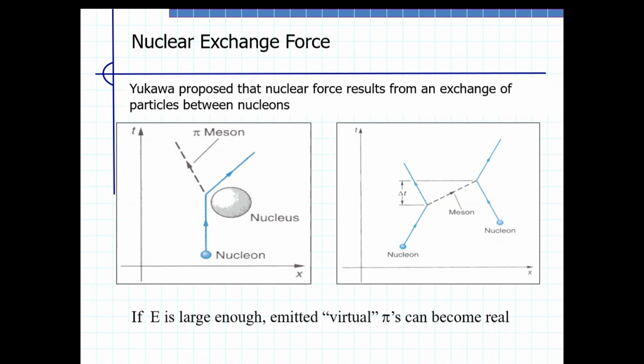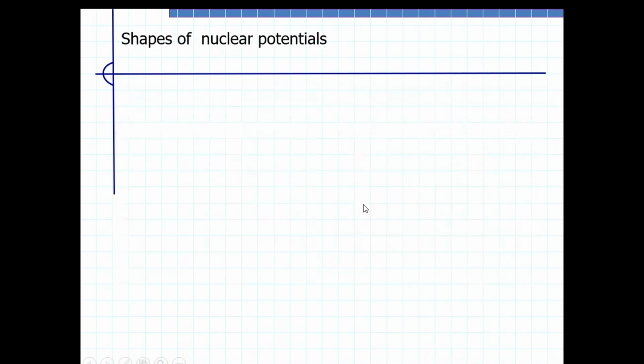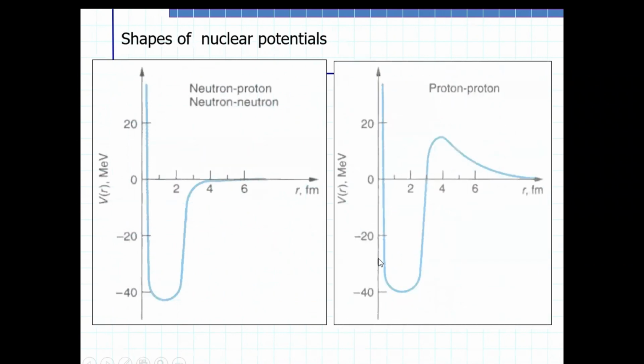If this large force is there, then the virtual pi can become real. Let's briefly talk about this. We will discuss further in detail how these shapes are really found, but you can see a square potential here. The square well is shown.